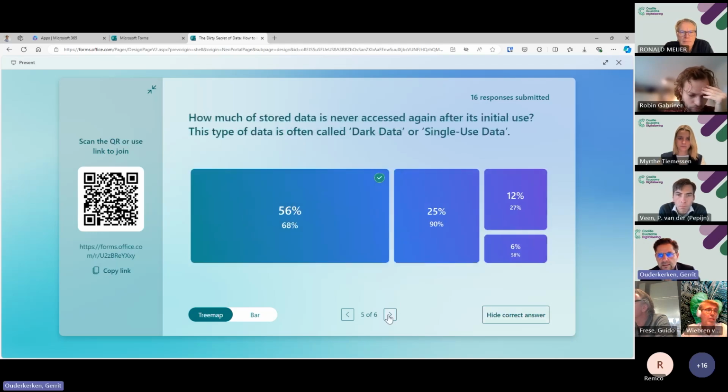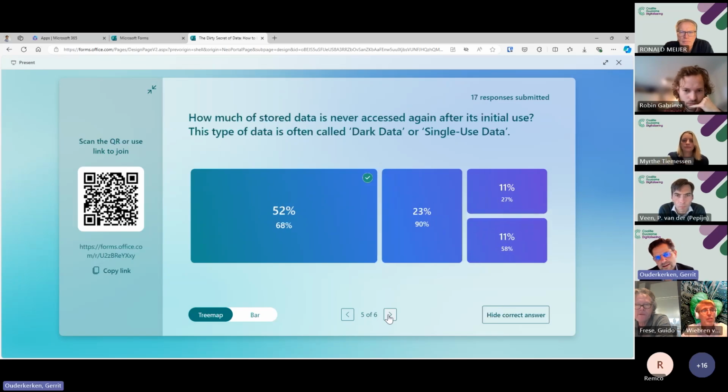All right. How much of the stored data is never accessed? And again, after its initial use, this type of data is often called dark data or single-use data. Actually, the answer is indeed 68%. We do have reports where more than 90% of the data is never used. So, well, we have to put a number on it. But so 2/3 of the data is never used again. So that's one big giant of waste.